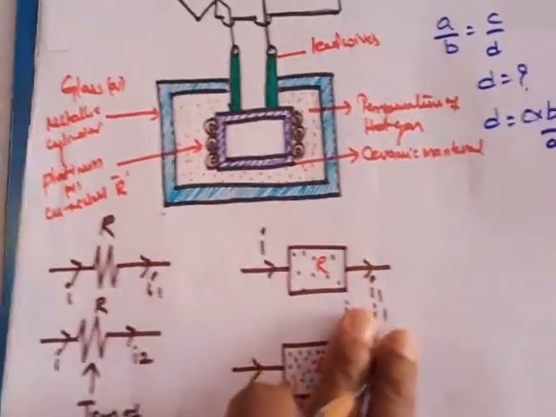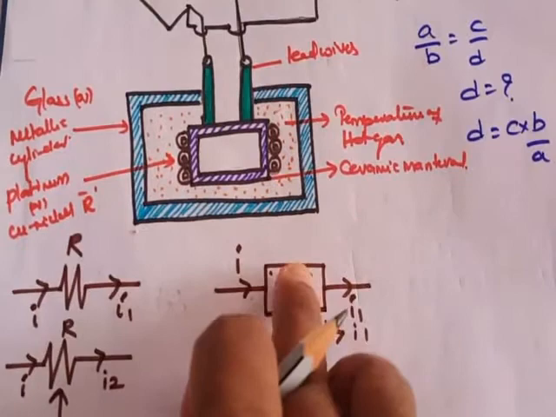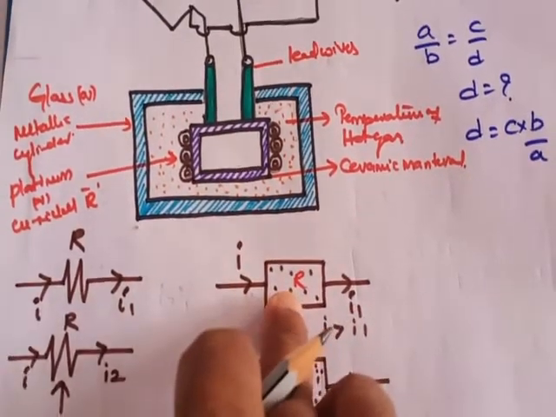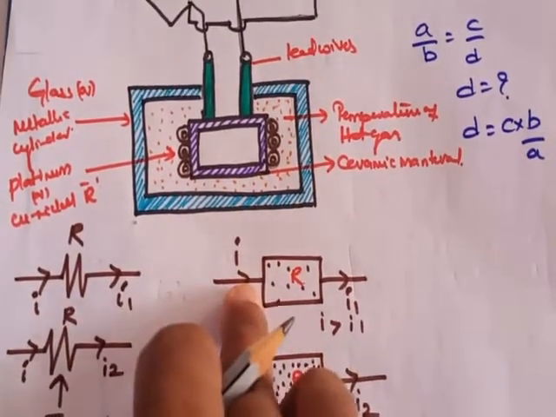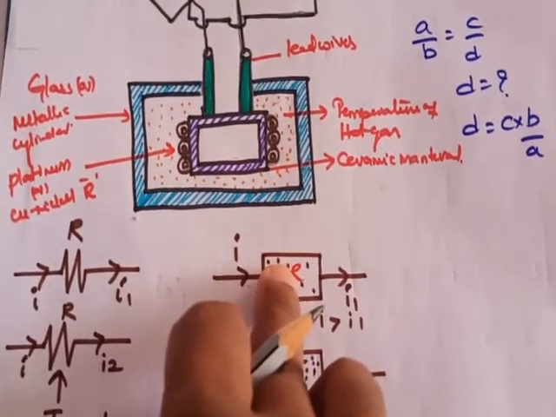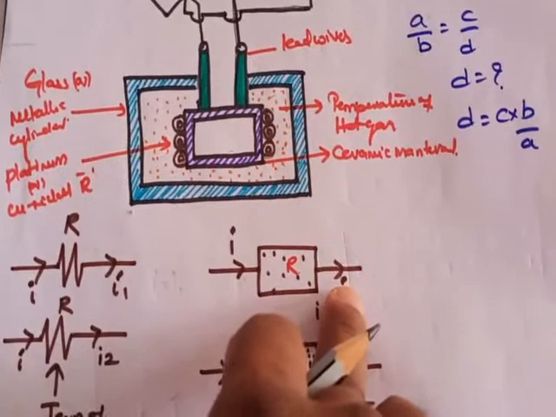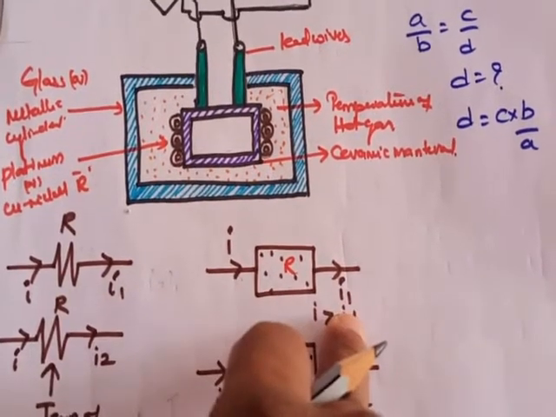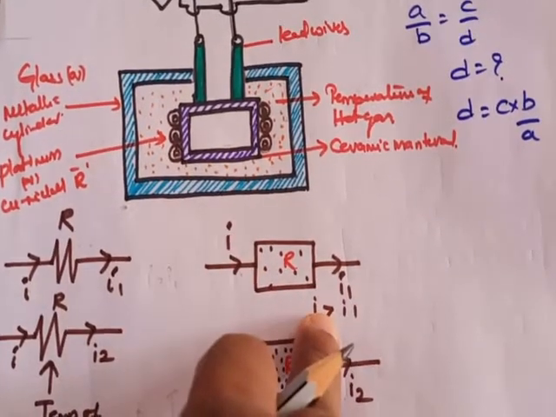Let us consider this is a resistor having some molecules inside it, and whenever you pass the current, what happens? These molecules obstruct the flow of current in such a way that the current coming out of this resistor element will be I1, that is, I is greater than I1.